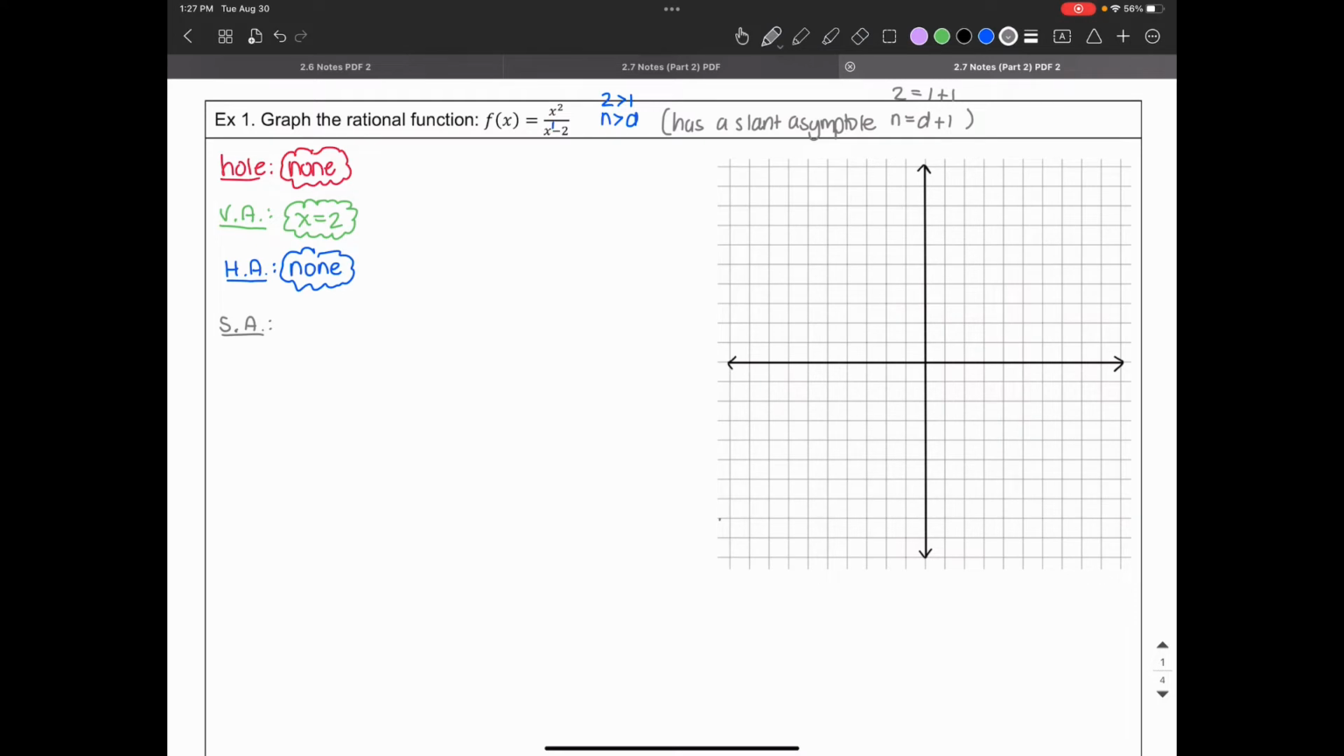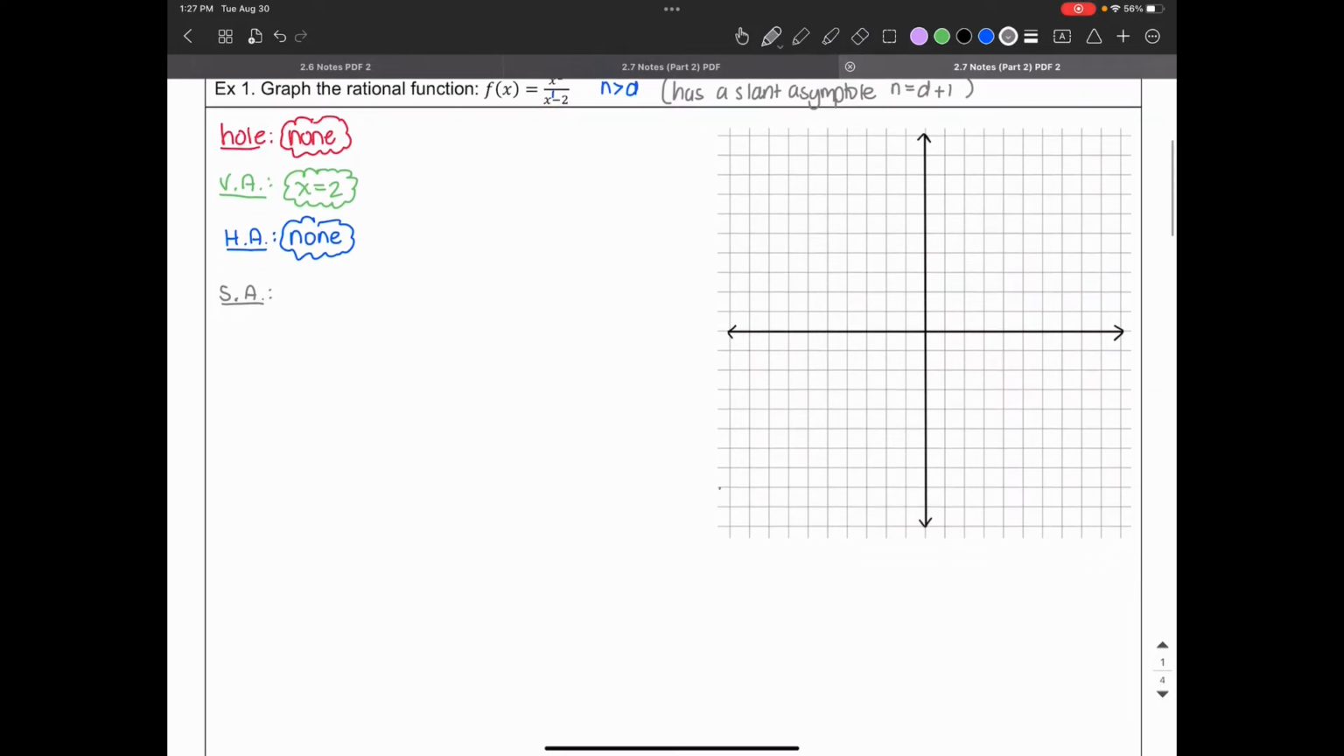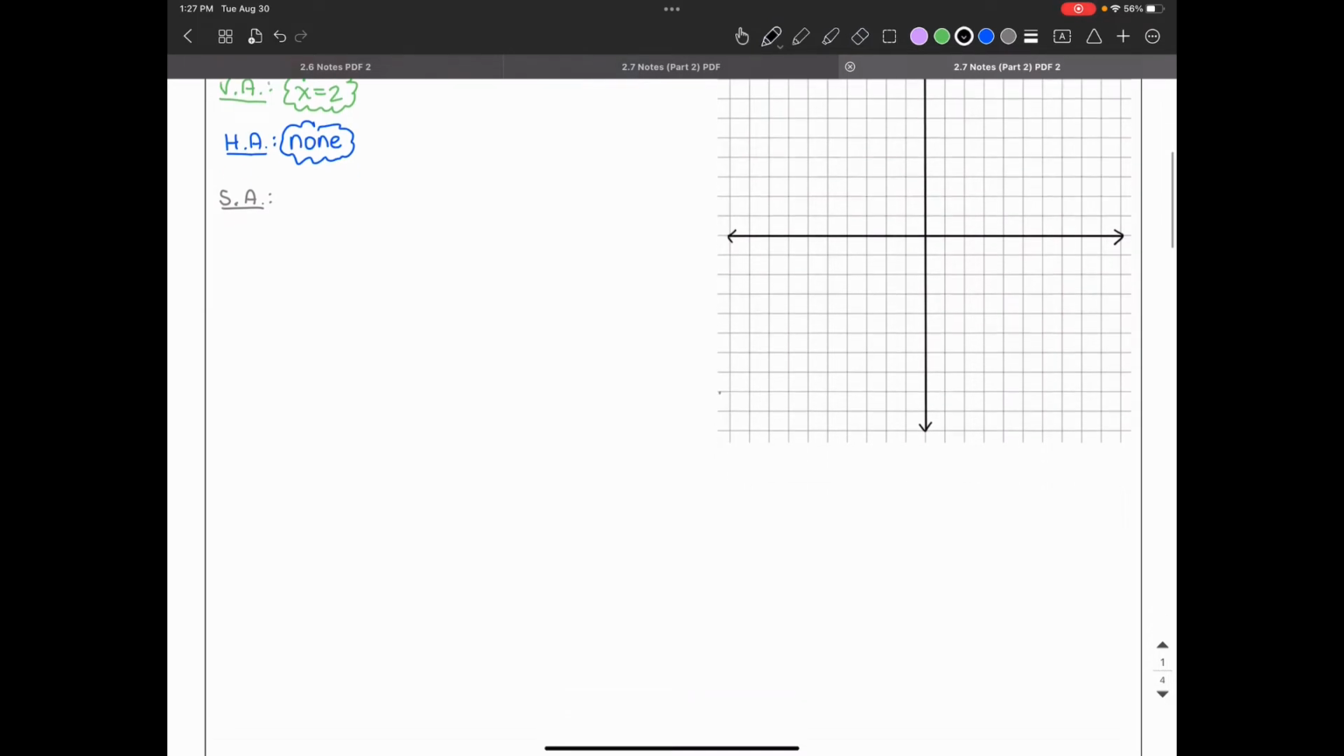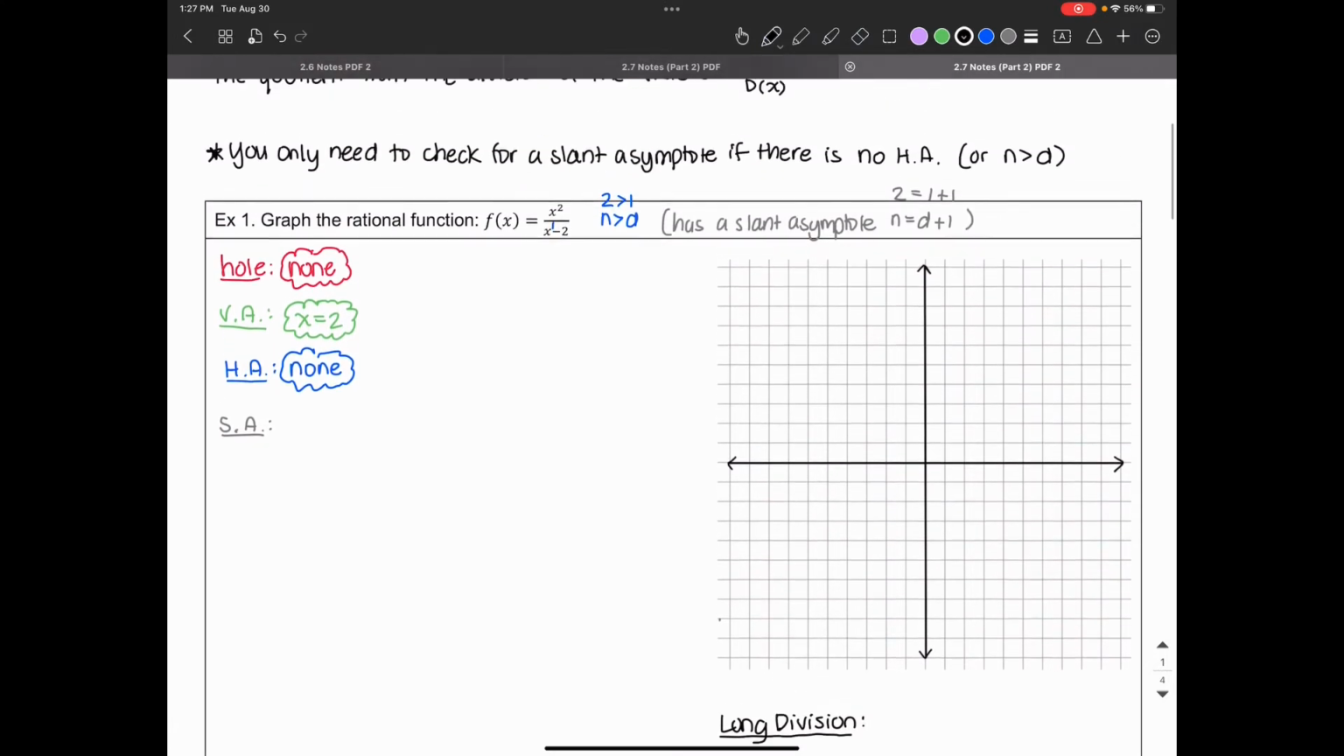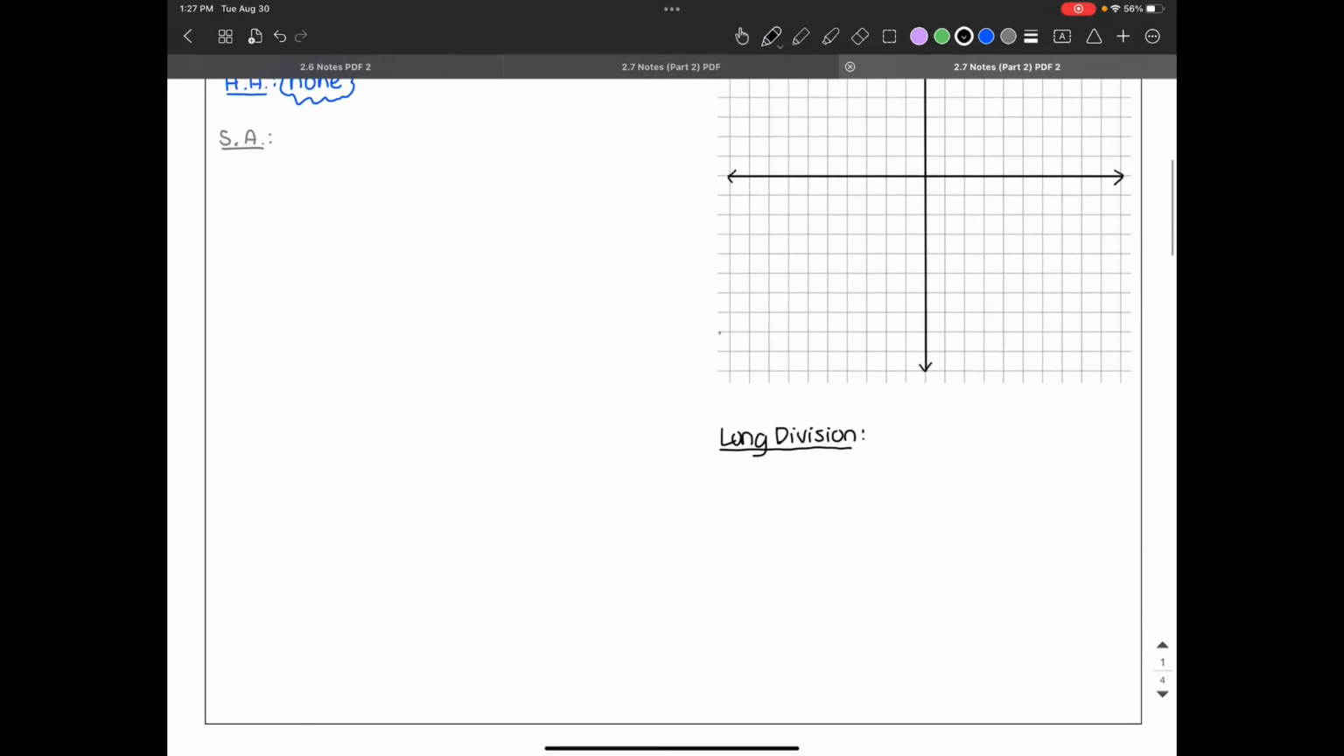Well, we're going to have to do long division to find what it is. So on the bottom here, we have some space. I'm going to do the long division here. I'm actually going to divide the numerator by the denominator. So the numerator is x squared, and I'm going to divide by x minus 2.